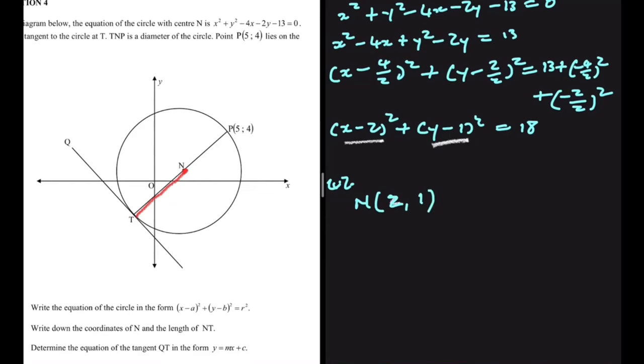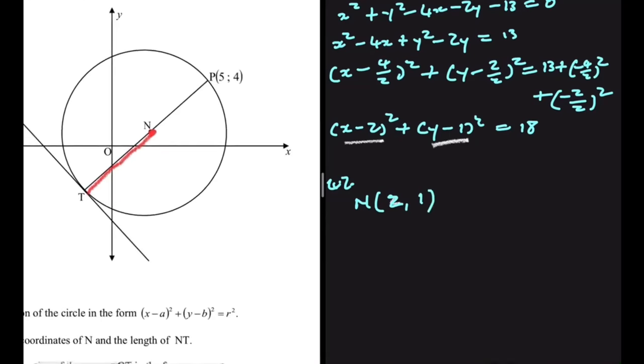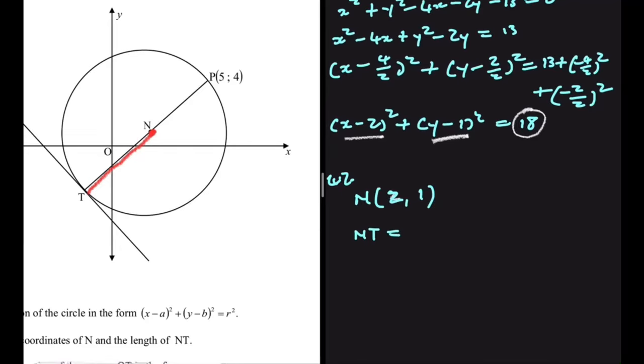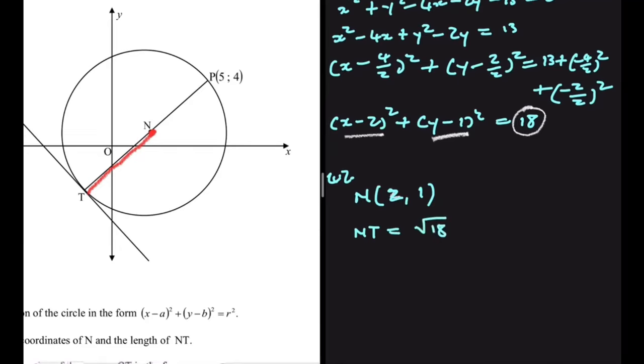And then how can we find the length of NT? Like we've already deduced, NT is the radius, and on our equation we have radius squared. So we can go ahead and say that NT is equals to the square root of 18, because 18 is radius squared and NT is our radius, so NT shall be equals to the square root of 18.